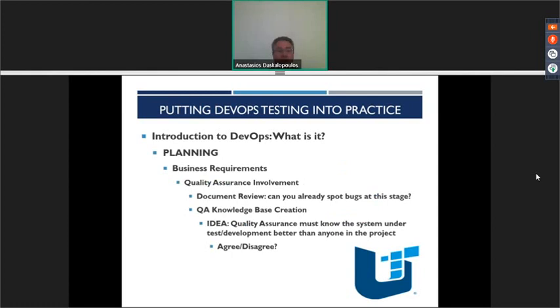In terms of the business requirements, the quality assurance is involved already in this stage. We can start with document review. I asked the question, can you already spot bugs at this stage during the document review? And we also at this point start with knowledge base creation.